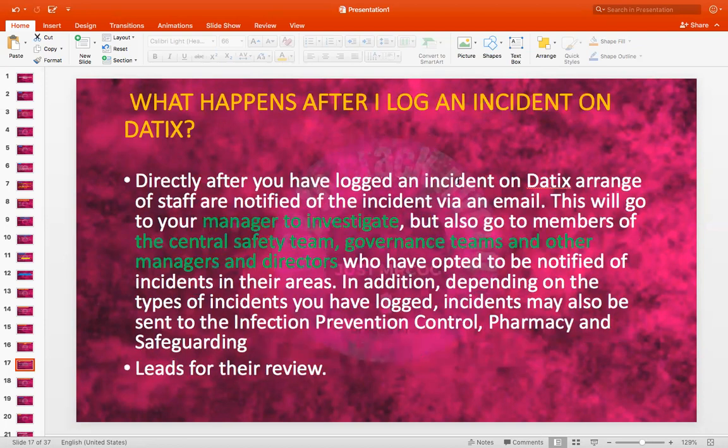What happens after I log an incident in Datix? Directly after, if you have logged an incident on Datix, a range of staff are notified of the incident, but it also goes to members of the central safety team, governance team, and the other managers and directors. This much you have to know.